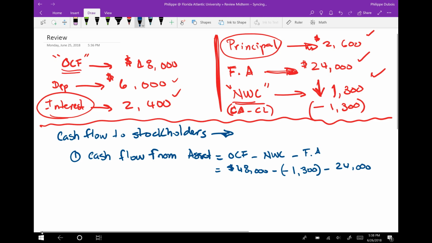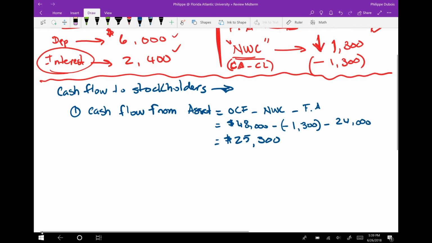And again, I'm doing these problems together with you right now so that we make sure we take the time to understand exactly how it goes. 48,000 minus, which gives you a plus 1,300, minus 24,000. That is 25,300. So the cash flow from asset is 25,300.